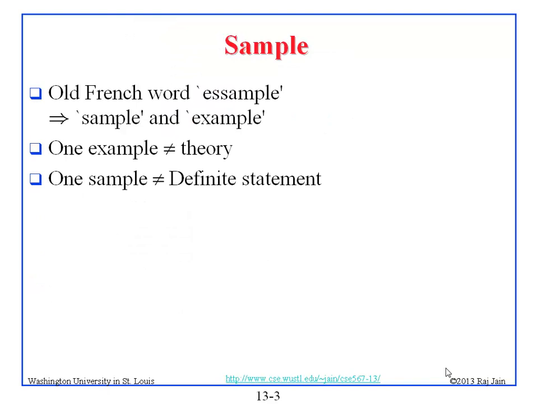So sample came from the French, as I said before. A sample means example, and that means an example is not a definite statement. All right, that means it is a best guess. That means there is a probability of being right and probability of being wrong based upon that example, right? And so that's what we are going to talk about. What is the probability of being right and what is the probability of being wrong?